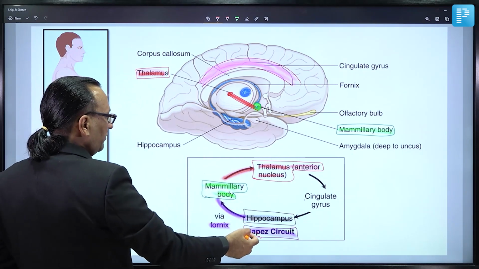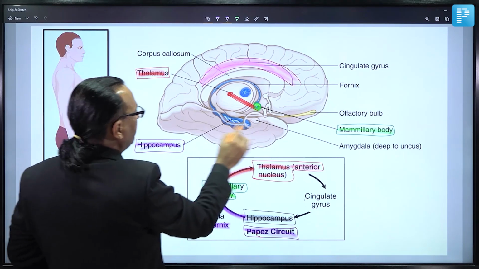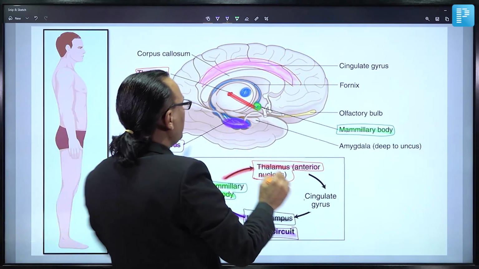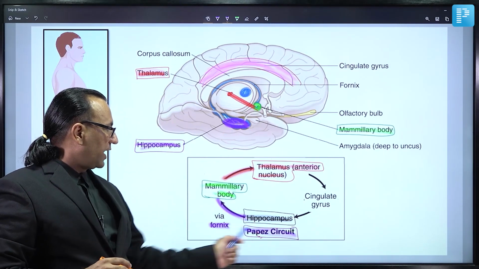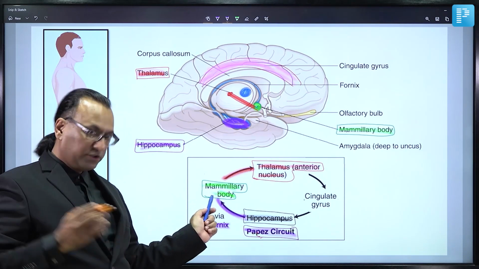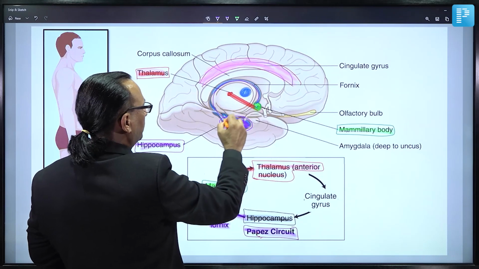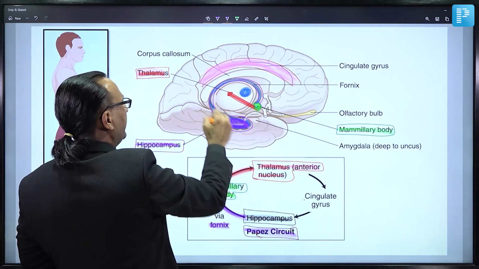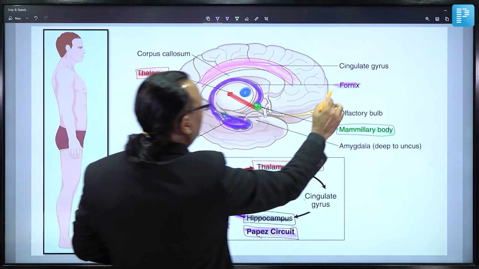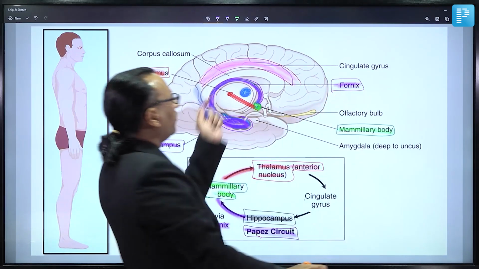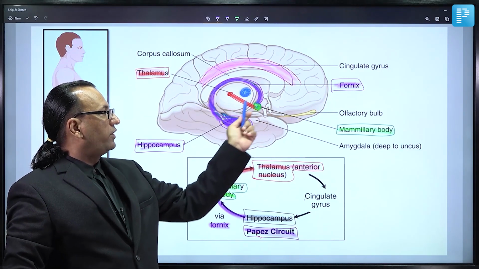So let us mark the hippocampus here. This is the region of the hippocampus. The short-term memory is being received here in the region of the temporal lobe, and then it is using the fornix to send the information towards the mammillary body, which you can show now. Hippocampus using the fornix to send the information towards the mammillary body. Now that is the fornix, which goes in a circular fashion, forming the roof of the third ventricle and reaching the mammillary body at the floor of the third ventricle.